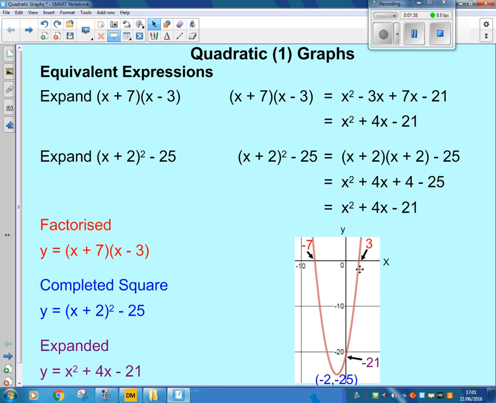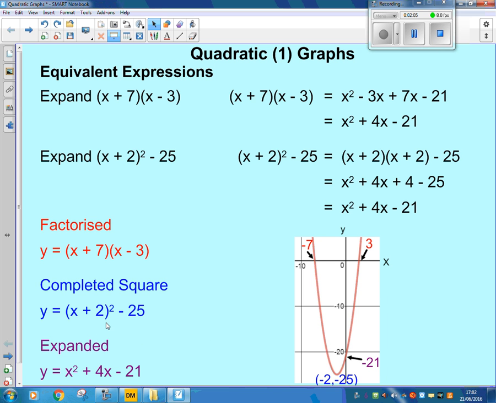The x-intercepts are where y is 0, and if y was 0, then either x plus 7 would be 0, and x would be minus 7, or x minus 3 would be 0, and x would equal 3. The completed the square form is ideal for showing us the vertex. And so, in this case, the vertex is going to be the lowest point on the graph.